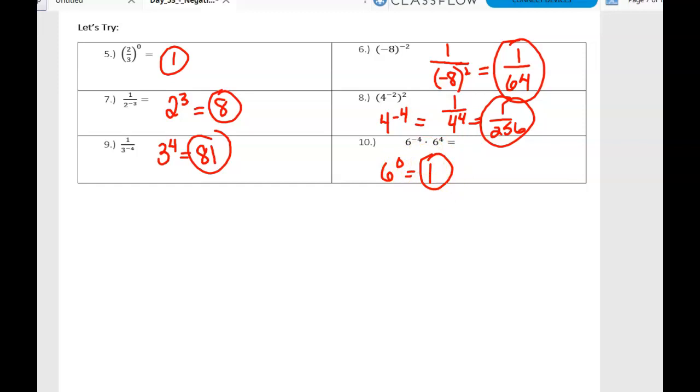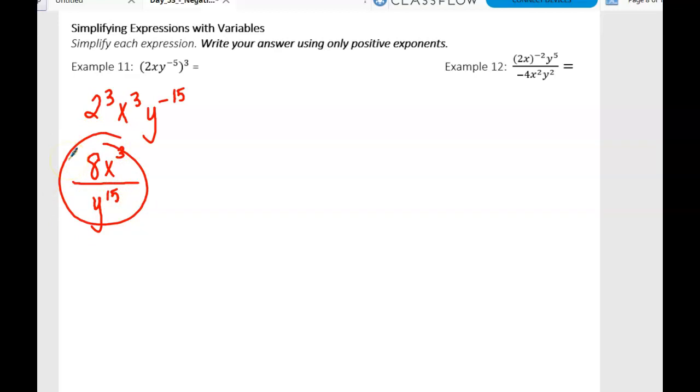Okay, so with a couple more, a little more complicated examples, here we have 2xy to the negative 5th, and then we're cubing it all. So if I take each of the factors to the 3rd power, I would take 2 to the 3rd power, x to the 3rd power, and y would be to the negative 15, because power to a power we multiply. All right, 2 to the 3rd is 8, 8x to the 3rd, and we can just put y to the 15 in the denominator and make it positive, and that would be our final answer. So we just moved that y to the negative 15 to the denominator and made it positive.